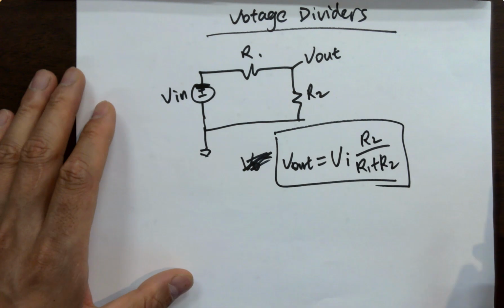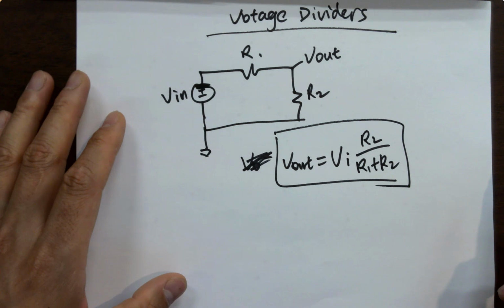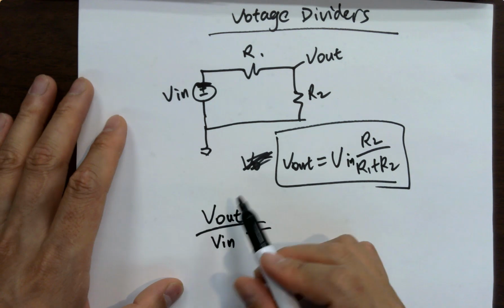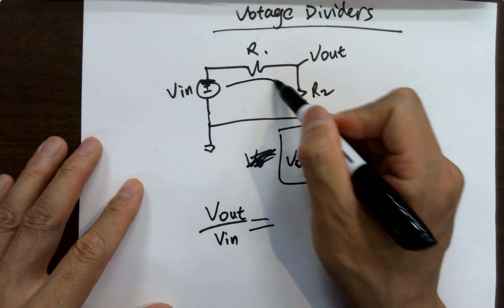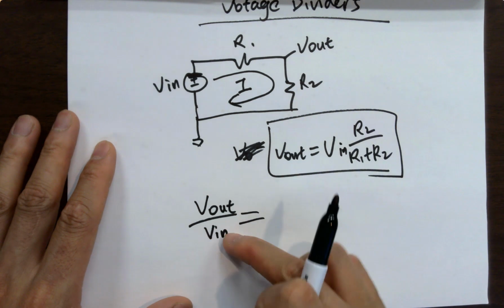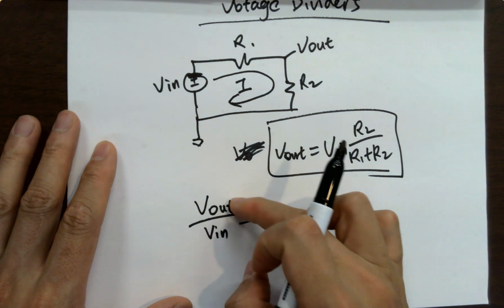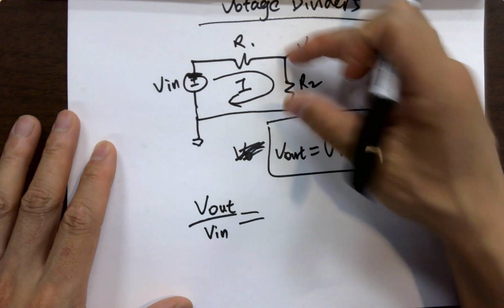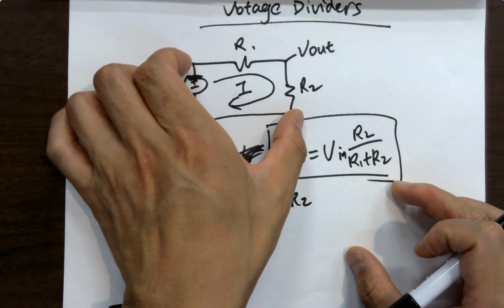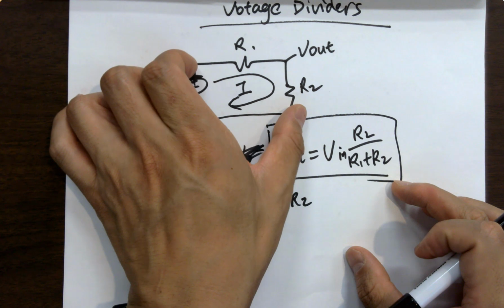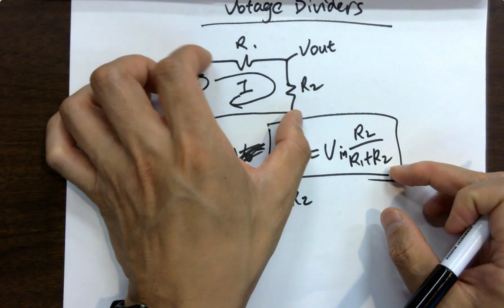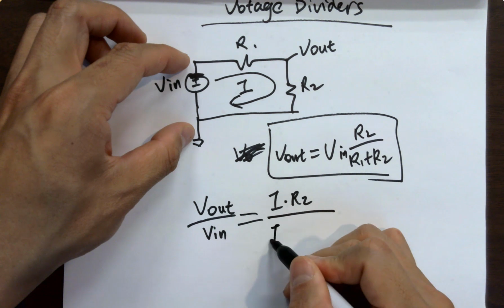So why is this valid? Because of V out over V in, and V out is the voltage across R2. It's just one branch, so one current, right? V out is I times R2, because that's the voltage across it. And V in is the overall voltage, basically the voltage across these two series resistors added together. So V in equals I times R1 plus R2.